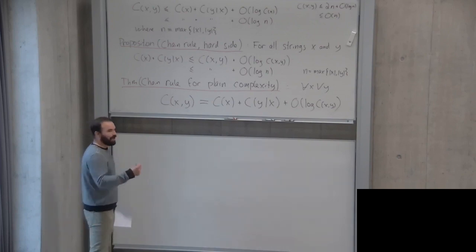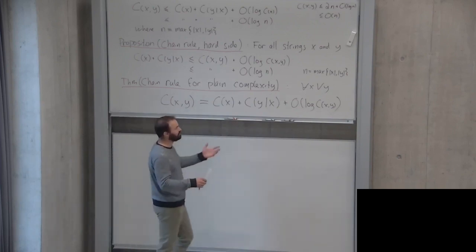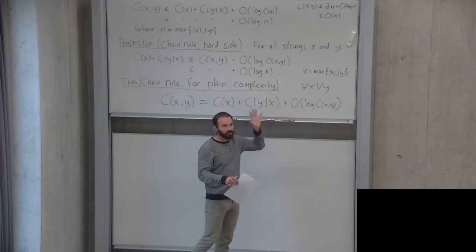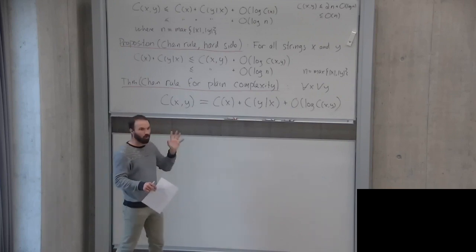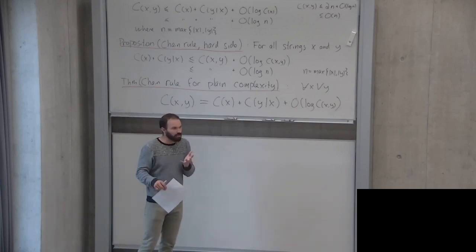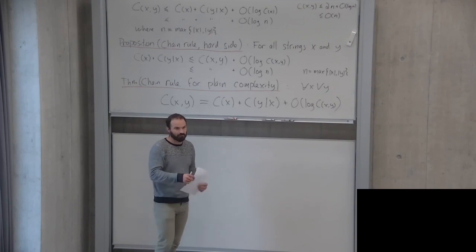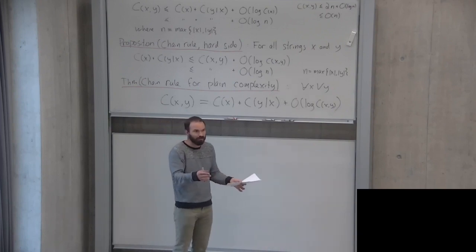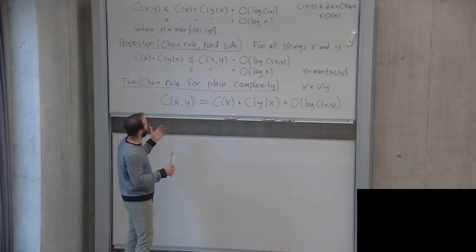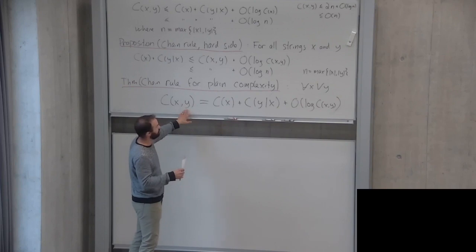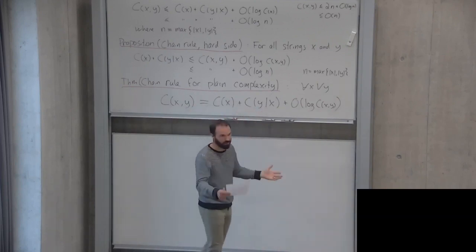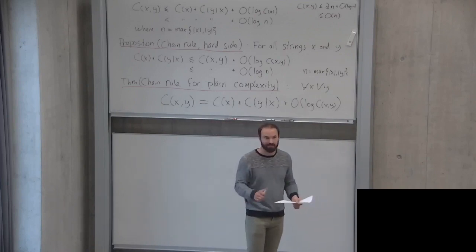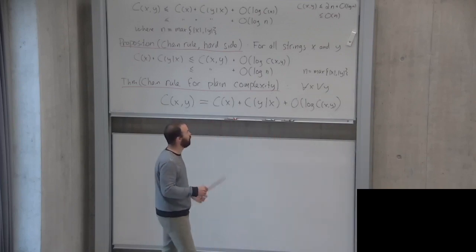Note that there is some annoyingness in the fact that we have this error term. It would be cute if we can have a chain rule that holds up to O of 1. Up to O of 1 is the best we can hope for in algorithmic complexity, right? Just the choice of the reference Turing machine leaves the O of 1 ambiguity. So it would be neat if I can write something like complexity of x and y equals complexity of x plus complexity of y given x plus O of 1. As I say, all equations in algorithmic complexity typically hold up to an O of 1 term.